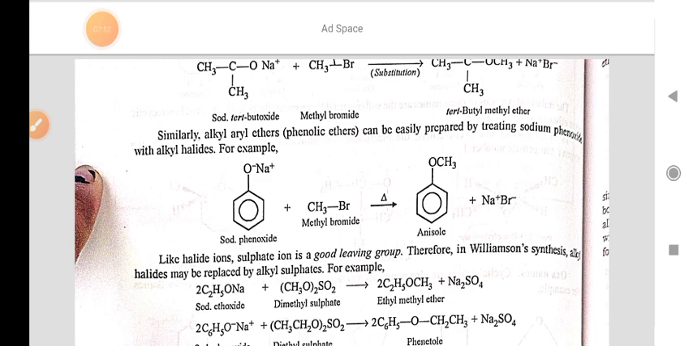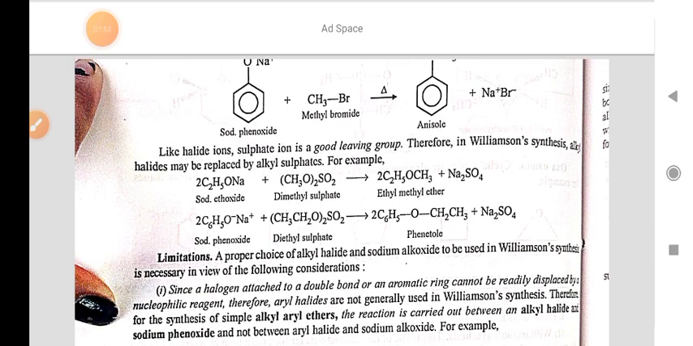Like halides, the sulfate ion is a good leaving group. Therefore, in Williamson synthesis, alkyl halides may be replaced by alkyl sulfates. For example, sodium ethoxide plus dimethyl sulfate gives ethyl methyl ether plus sodium sulfate. Sodium phenoxide plus diethyl sulfate gives phenetole plus sodium sulfate.